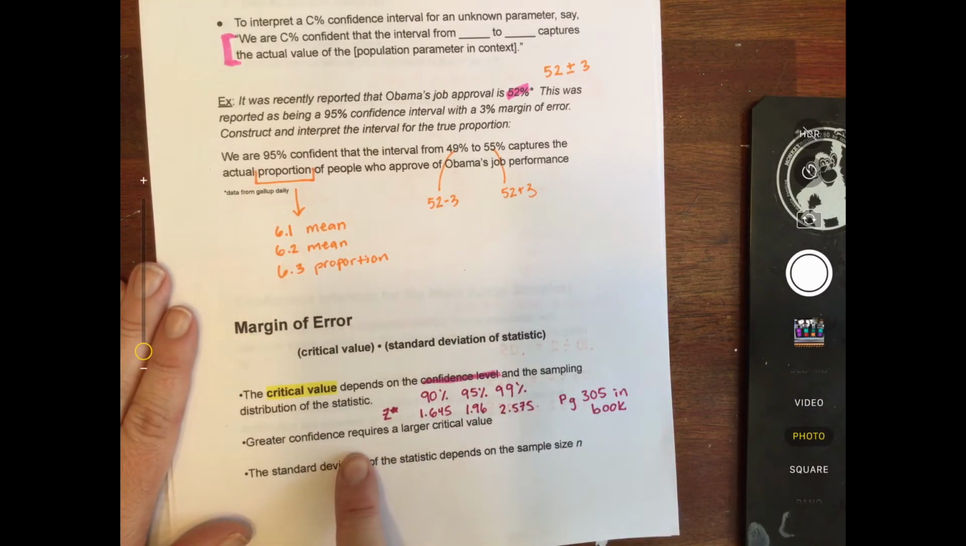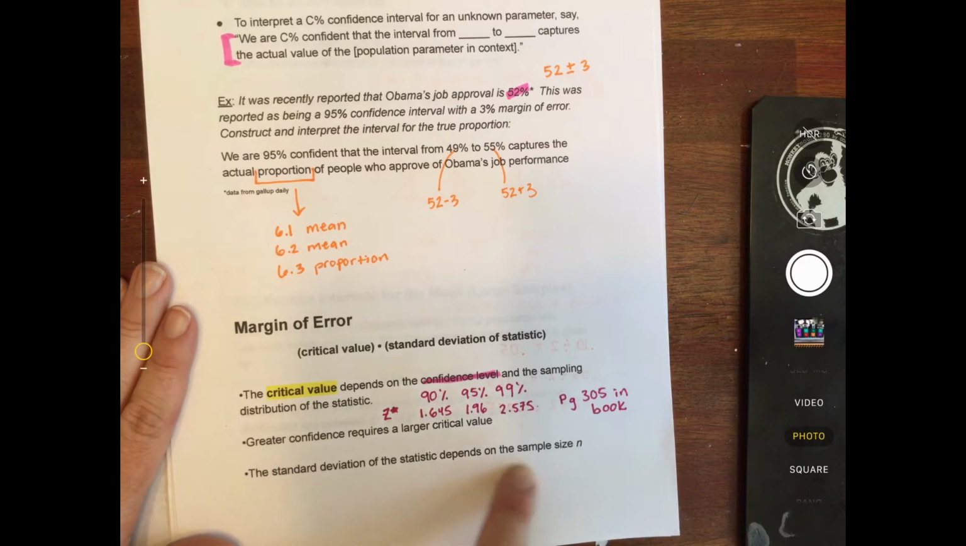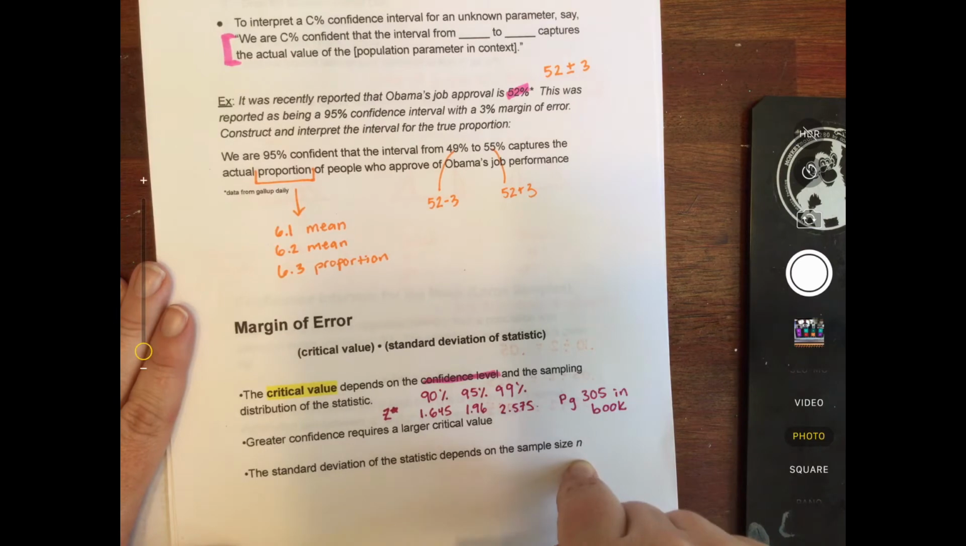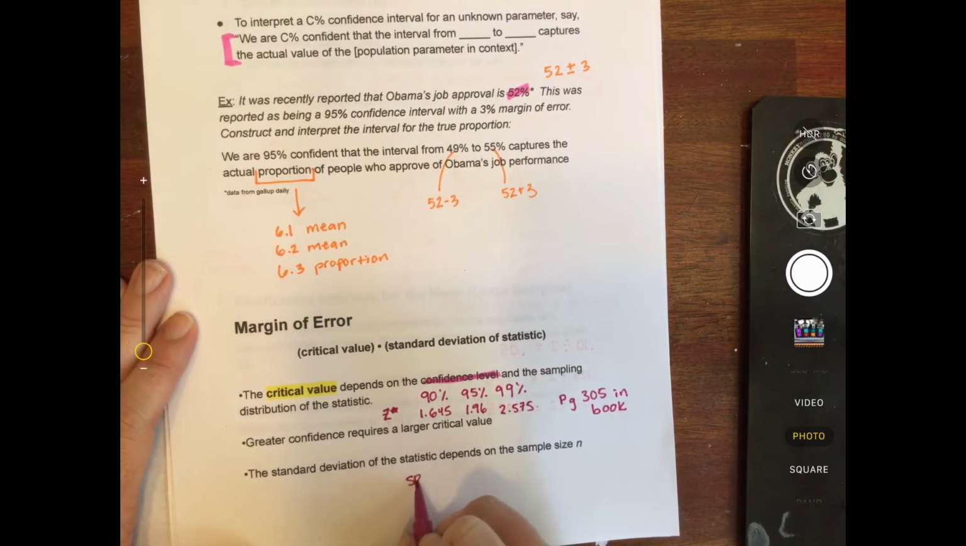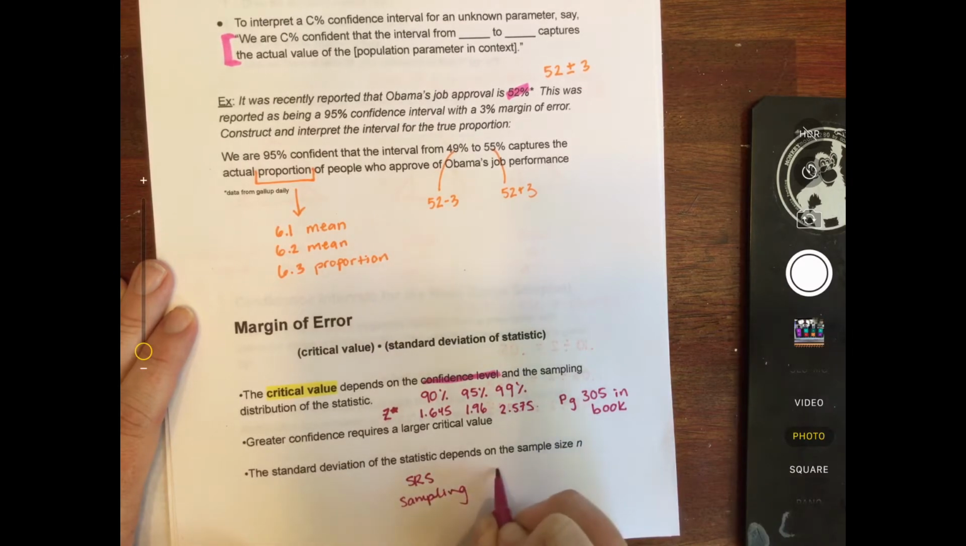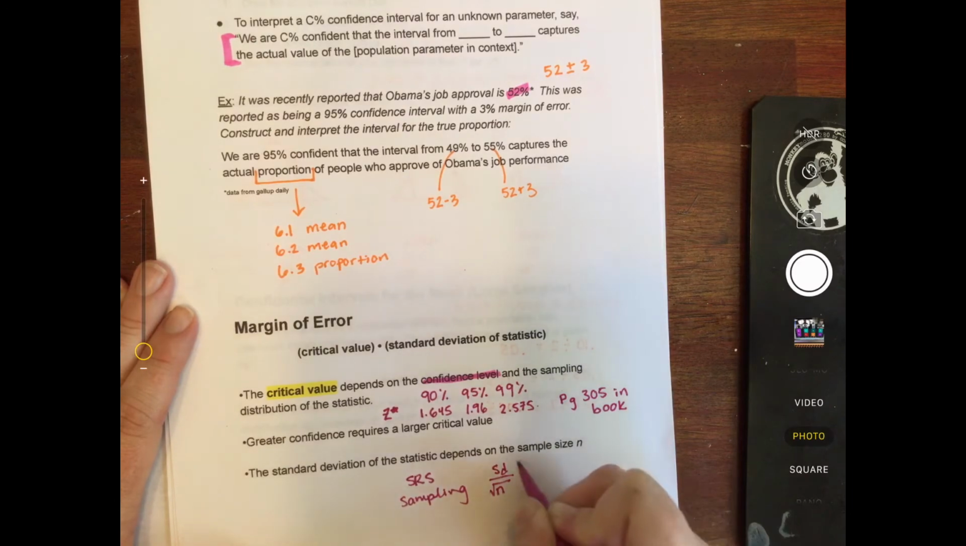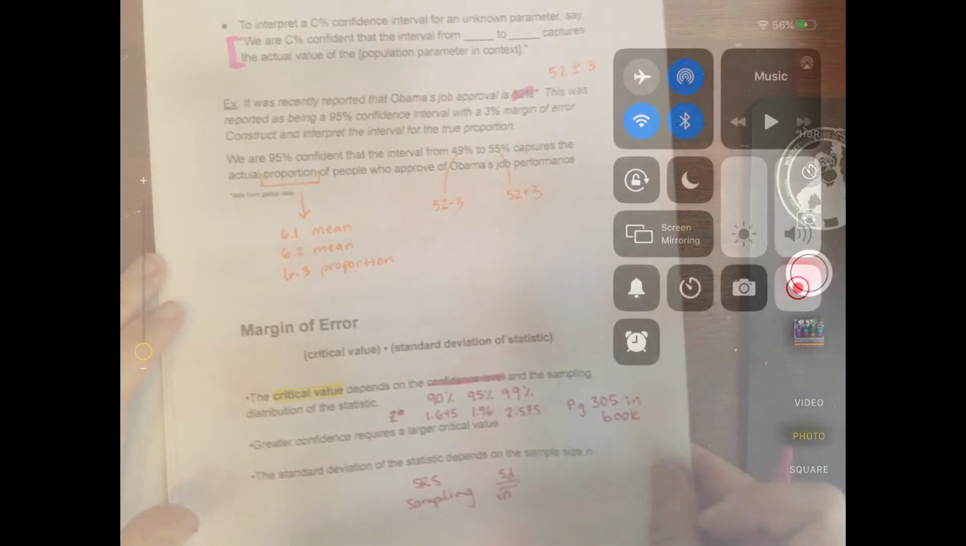A greater confidence requires a larger critical value. And then the standard deviation of the statistic depends on the sample size n. That's what you've been learning in chapter 5 now. When we do an SRS, and we're going to be doing that forever now, or a sampling distribution, what's going to happen is you need to take the standard deviation that they give you and divide it by the square root of n. That should look familiar from chapter 5.